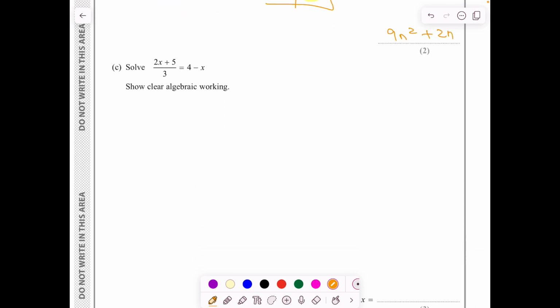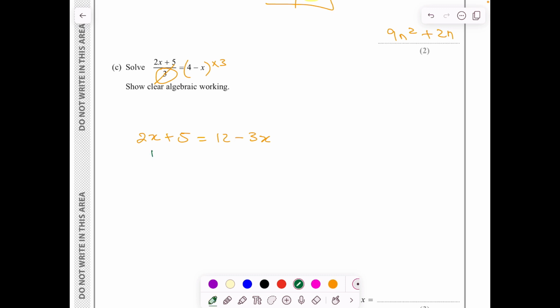Okay, next, to solve this, the first thing we want to get rid of is the denominator here. So I'm going to multiply both sides by 3. Multiplying this side by 3 just gets rid of it. So I get 2x plus 5 on that side equals, I've got to multiply all of this by 3. So I get 12 take away 3x, because 4 times 3 is 12, and minus x times 3 is minus 3x. Then I can solve it in the normal way.